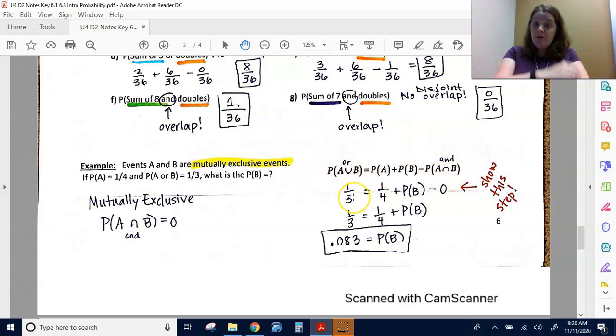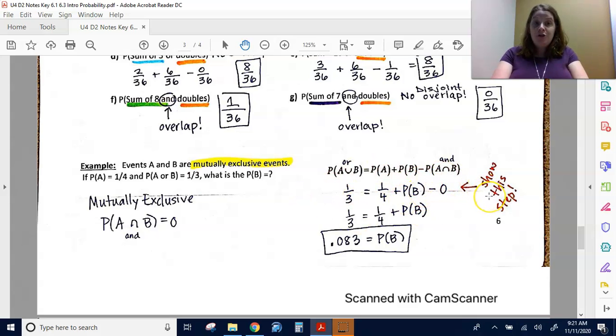And I know the 1/3. And I know the 1/4 because they told me. I don't know what the probability of B is. I'm looking for that. And because they told me these are mutually exclusive, I also know that the probability of A and B is equal to 0. Okay, so I'm able to fill into this formula everything in here except for the thing I'm looking for, which is B.